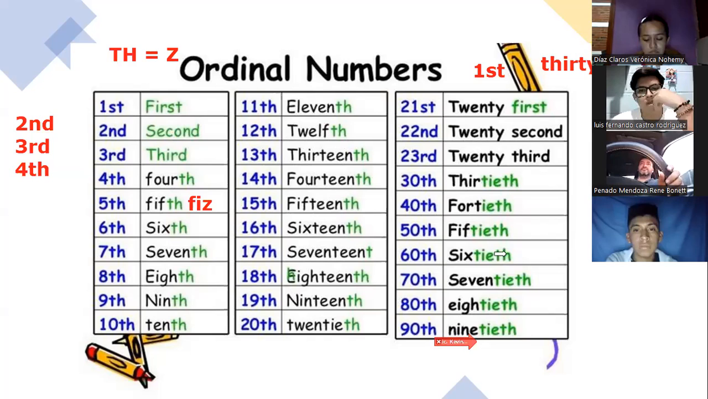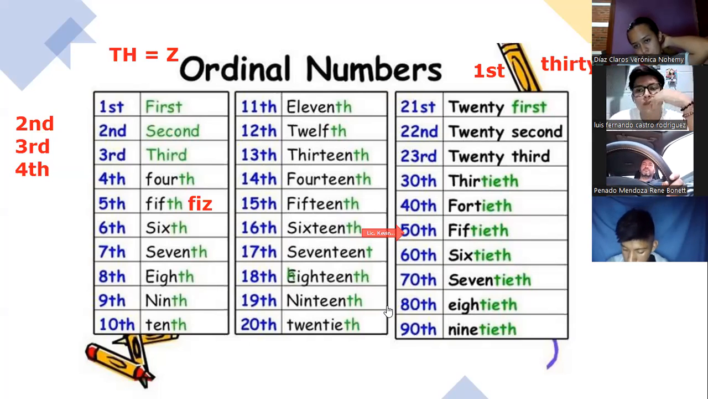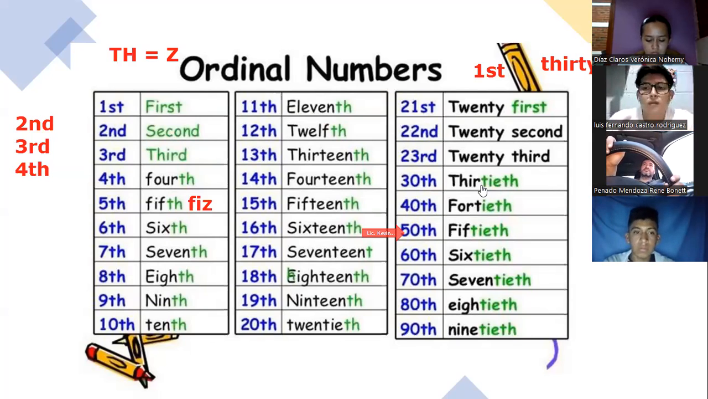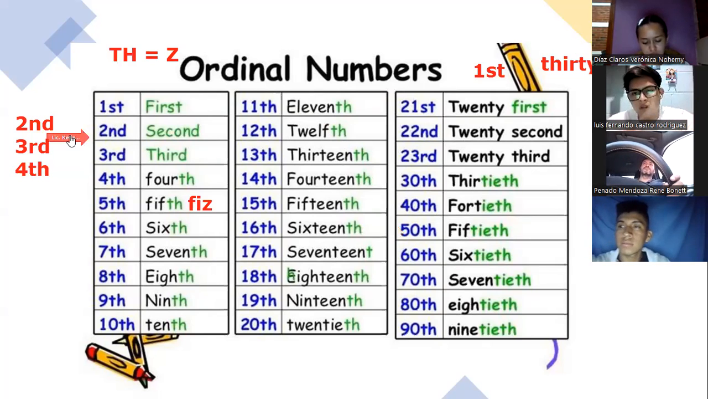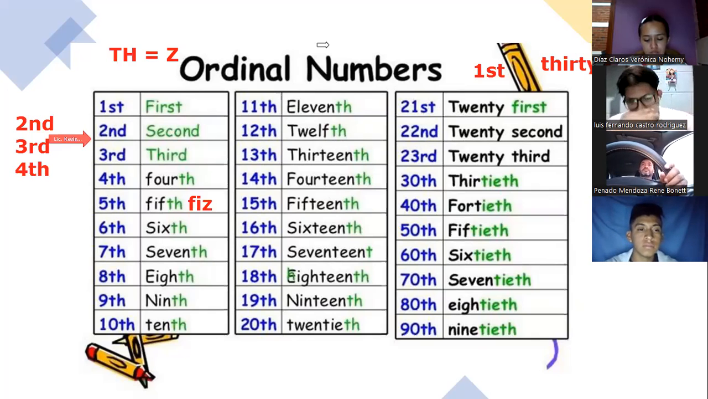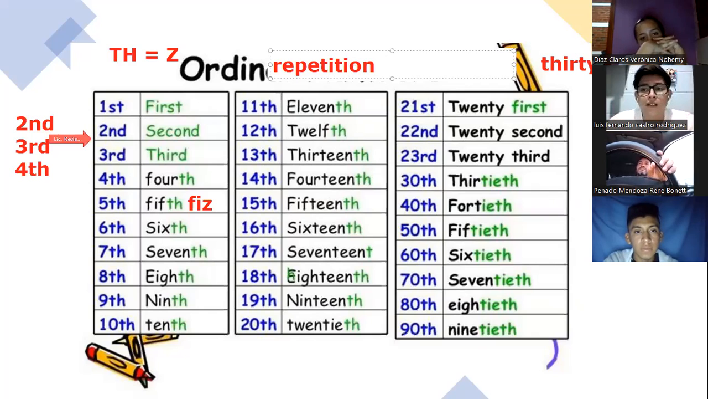Guys, remember, importante, remember que solo las decenas cambian, así, 30th, 40th, 50th, 60th, 70th, 80th, 90th. De los unos para arriba, esto vuelve a su normalidad y lo que cambia es el siguiente número. 61st, 82nd, and so on, all right? So, guys, do you have any question? This is about repetition. This is pure repetition, all right? So, let's see.